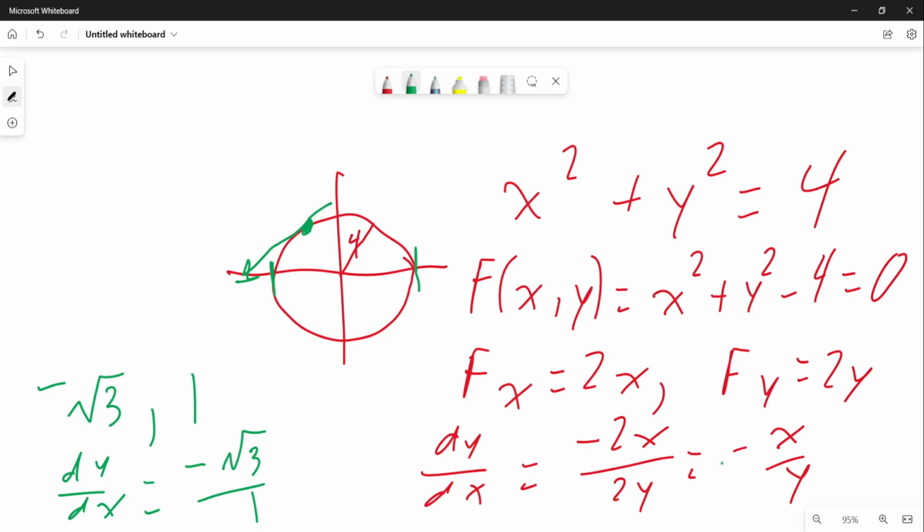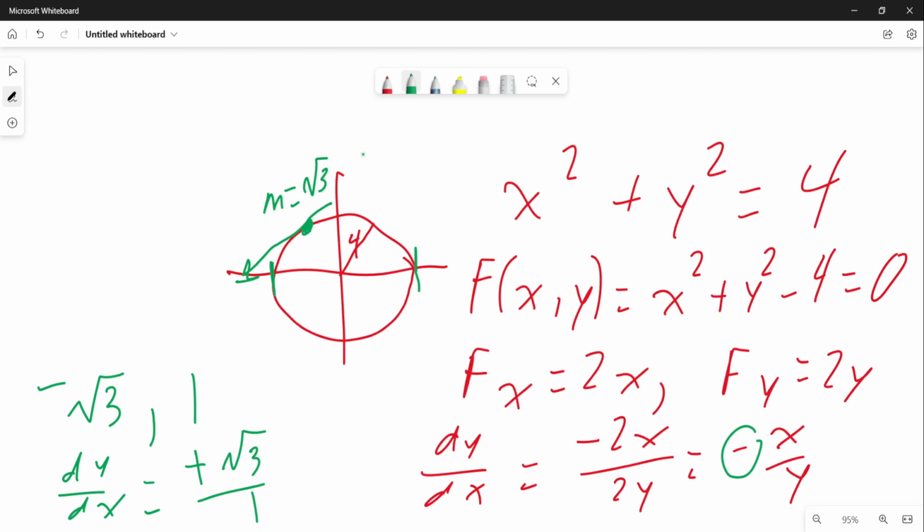Oh, wait, what? Oh, there's an extra negative. Sorry, I left out this negative sign. That should be a positive there. So the slope is positive root 3. Which seems reasonable. Maybe I didn't draw it perfectly. I think I should have drawn it further to the left. But that looks about right.